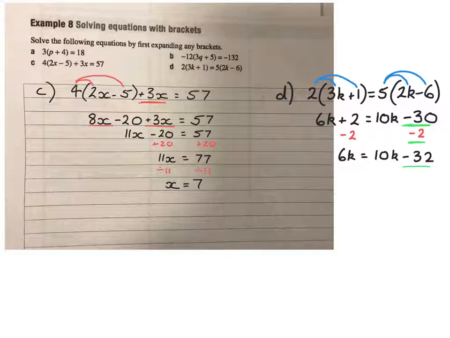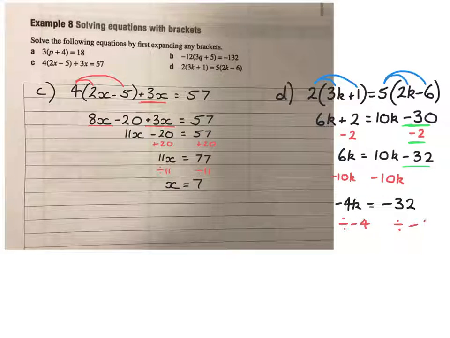Then I need to get my k's onto the other side. So I'm going to minus 10k, and I'm going to do that from both sides as well. 6k minus 10k is going to be negative 4k is equal to negative 32. Then I need to get one lot of k, so I'm going to divide by negative 4, divide by negative 4. So that one lot of k is equal to 8.